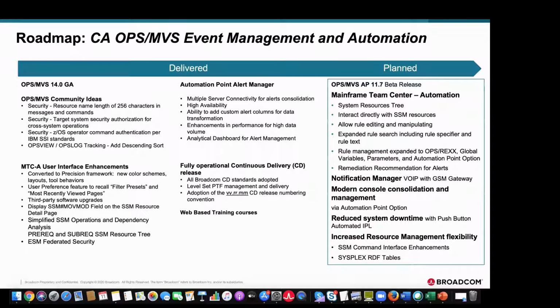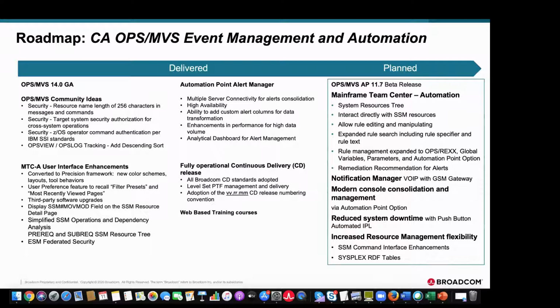I mentioned at the top of the planned items that we are going with Automation Point 11.7 beta release. Actually, this beta release will include the notification manager voice over IP that supports the GSM gateway. This is for sending notifications, making telephony calls, and interacting with what you receive, whether it's a text message or a phone call. You can actually proactively deal with this kind of notifications to do some actions.